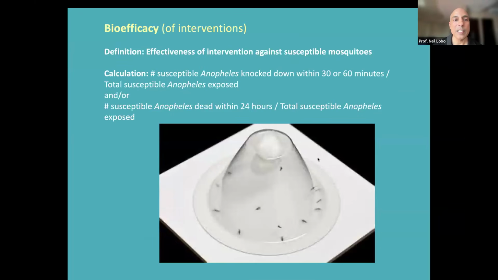Bioefficacy of interventions, and this is to evaluate how your intervention is functioning over time. So, for example, this is a cone bioassay to understand how the bed nets function over time. How active are the bed nets 1 month post-distribution, 1 year post-distribution, 2 years post-distribution? And it's important to understand that because with bed nets, at least, the implementation cycle is 3 years. So at the end of year 2 or end of year 3, are my bed nets still functioning as I expect them to function in year 1?